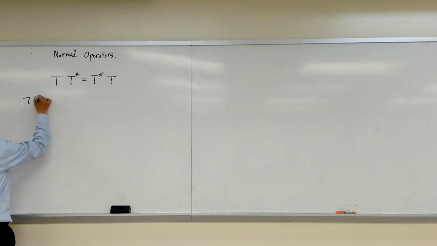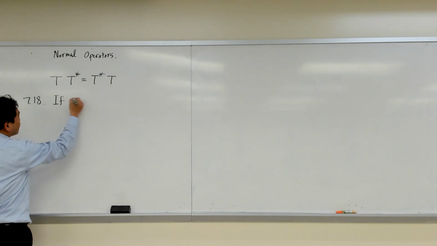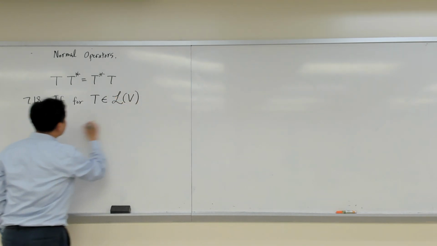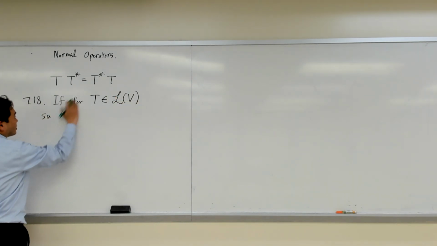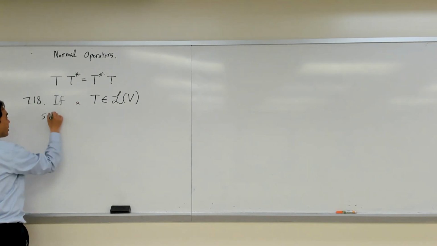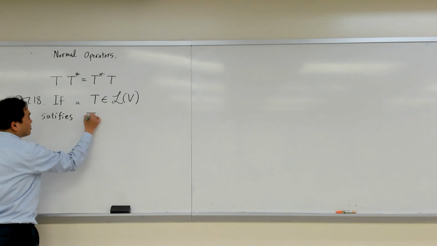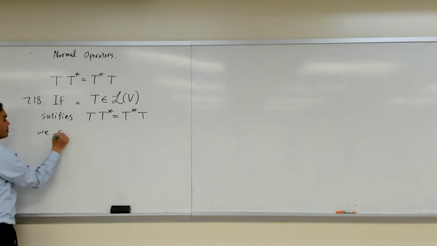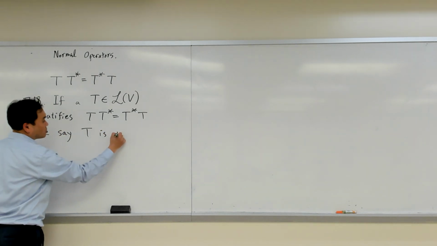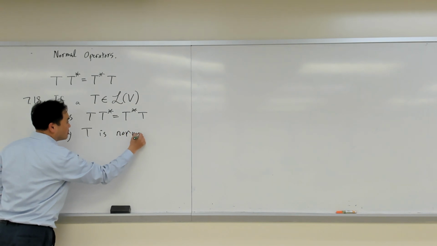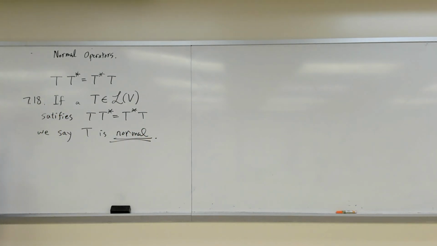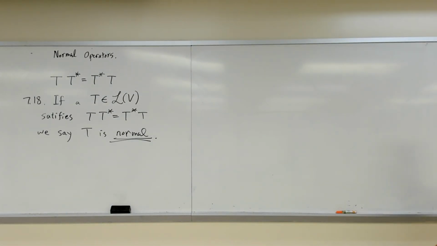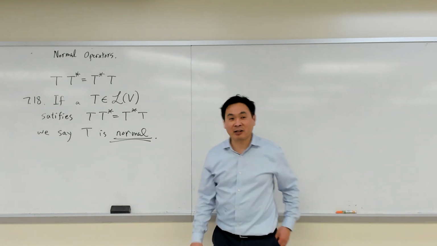The definition is 7.18. If some operator T satisfies T T star equals T star T, we say T is normal. Now, it's a mistake to think about normal as the antonym of abnormal. That's not the normal in this case.